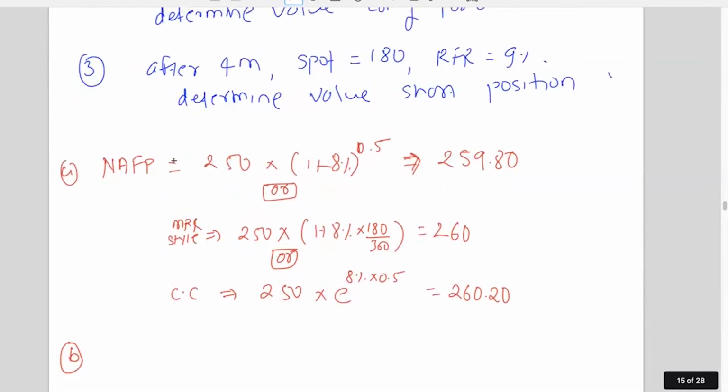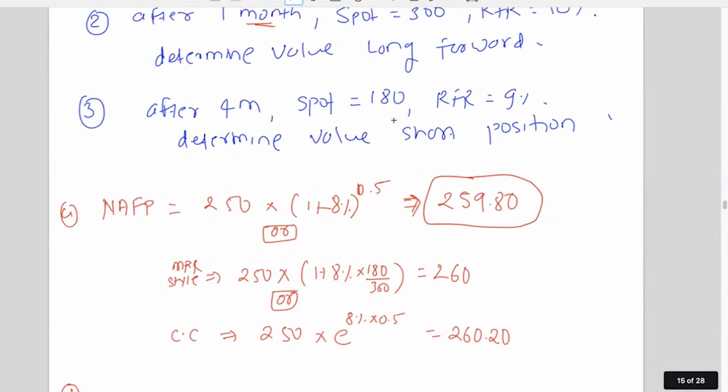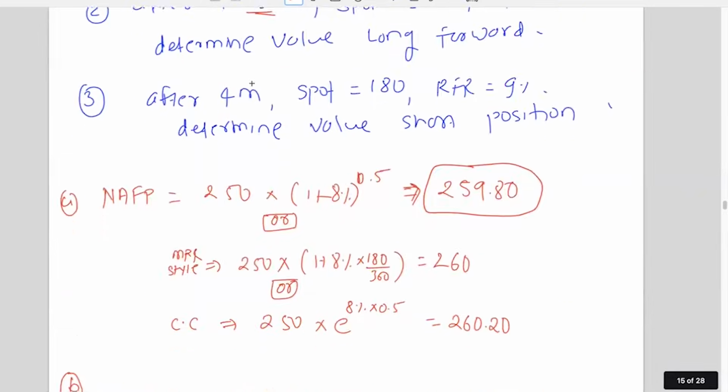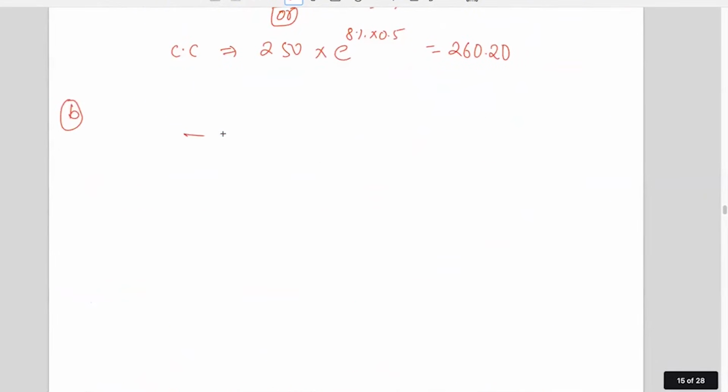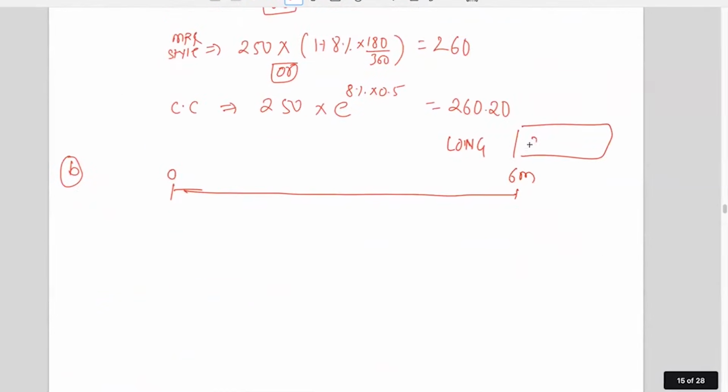Okay, let's see what we have here. I'm going to assume this because that's what the question mentioned, right? Now, after 1 month, so let's build a timeline. So this is 0. This is 6 month. We have already built a long position. We built a long position at 259.80.